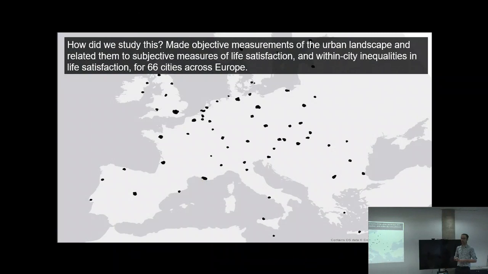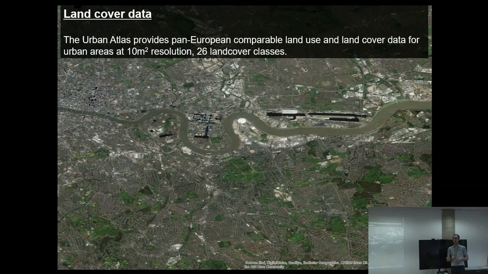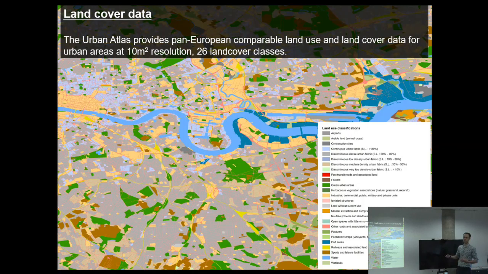So for our study, we made objective measurements of the urban landscape and related them to subjective measurements of life satisfaction, and then looked at within-city inequalities in life satisfaction across 66 European cities. We extracted land cover data from the European Urban Atlas. This is a European data source, but similar types of data sources are available in different geographical places across the world. It uses satellite images and digitizes them at a 10 meter square resolution into 26 land classes. Here we have London, and it digitizes that information so it looks something like this, so our GIS software can process it and understand it.